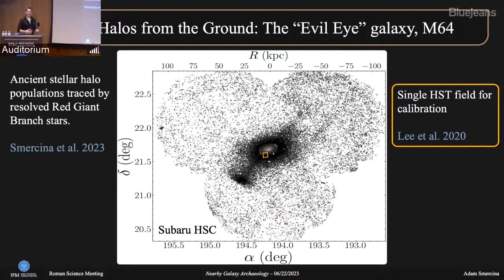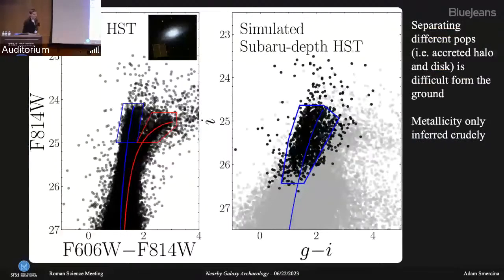But there are some problems, right, with measuring the properties from this kind of ground-based photometry, and I want to illustrate some of these challenges by comparing to this single Hubble field that exists in this halo. The color magnitude diagram of the stars detected with Hubble is shown over here. You can see this beautiful resolved red giant branch with two very distinct populations. There's the disk population in red, and the blue stellar halo population to the left there. You can distinguish these things very well, and you can do a pretty decent job at estimating their metallicities.